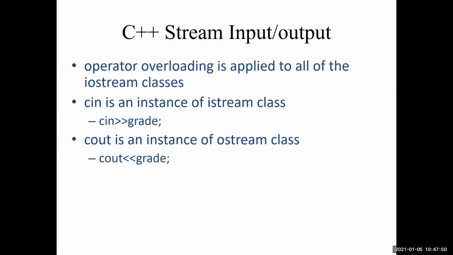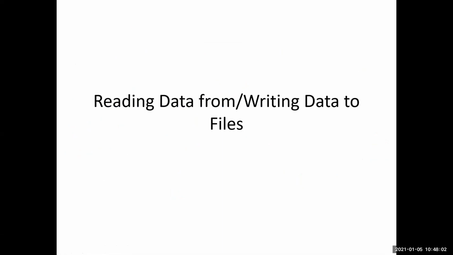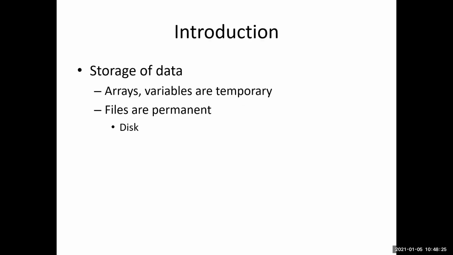Okay, so we have already discussed that cin is an object of istream class and cout is an object of ostream class, and operator overloading has been applied to all of the classes in this library. Now with this context, we are in a position to discuss how we can read data and write data from files. Means we will not be using cin and cout, because cin is used for input from the keyboard. cout takes your data to the console. Suppose you have some data in a file and you want to read data from a file. Okay, and this is what we are going to see.